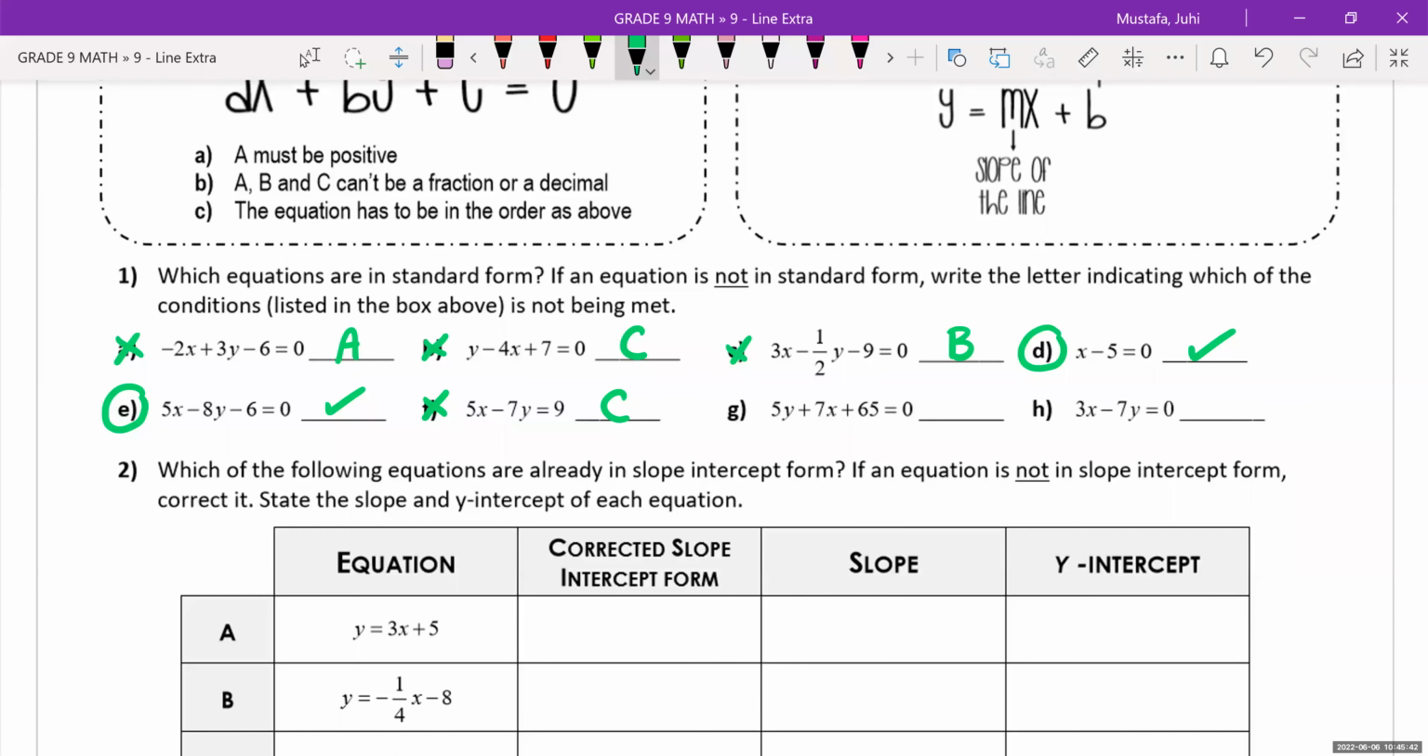So let's go back here. Yeah, so for question F, what change would we have to make to put it into standard form? Exactly. If you move the constant to the other side, then it would be in standard form. All right, G.